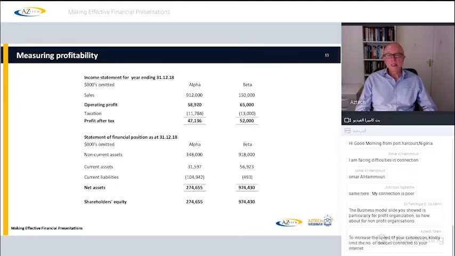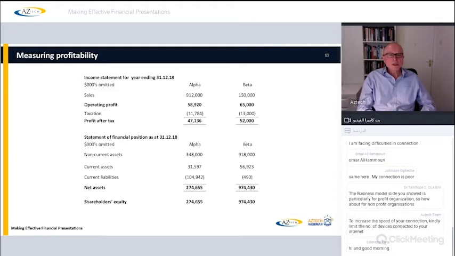So something for you to think about when you're looking at this slide for a few minutes: which is the more profitable of those two companies? How do we measure profitability?